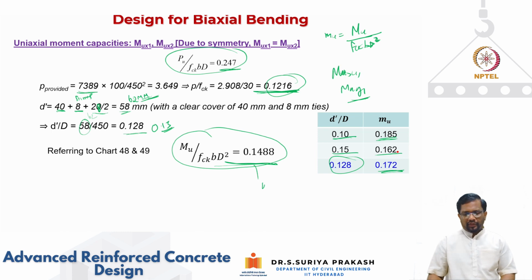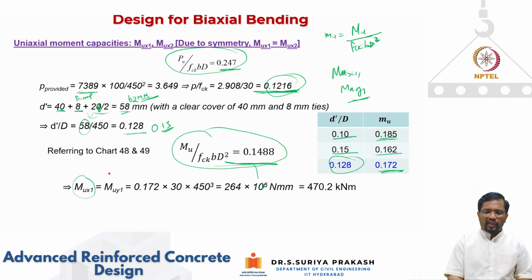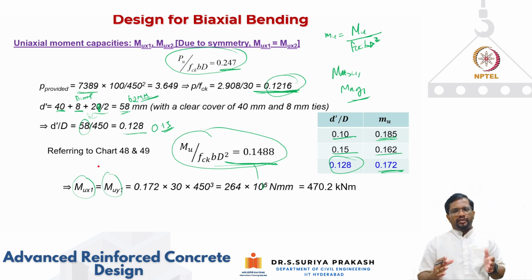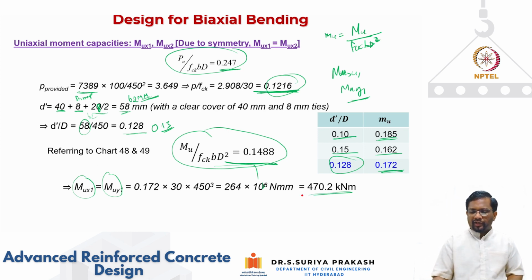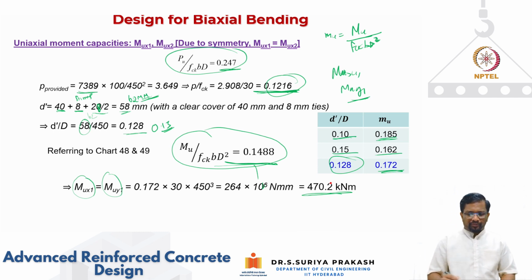and you will find that it will be 0.175 or so, right? Because this is a square column with symmetrical reinforcement, the uniaxial bending moment about both axes will be the same, because I have the same reinforcement detail and the dimensions in x and y directions are the same. When you calculate, you get your capacities as 470.2 kilonewton meter. Right, now we have uniaxial bending moment capacities at Pu equal to 1500 kilonewton.